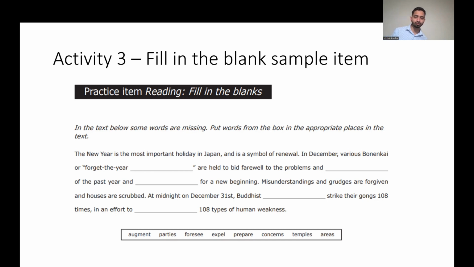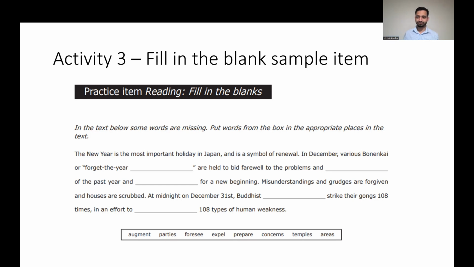That's what they're trying to do, are held to bid farewell to the problems and of the past year. So problems of the past year, and what else can we have? Whenever these things are used like that, problems and this, you need another noun that has a similar meaning as problems. Again, you're looking for a noun, right? So bid farewell to problems and concerns. Concern has a similar meaning. So problems and concerns of the past year and for a new beginning.